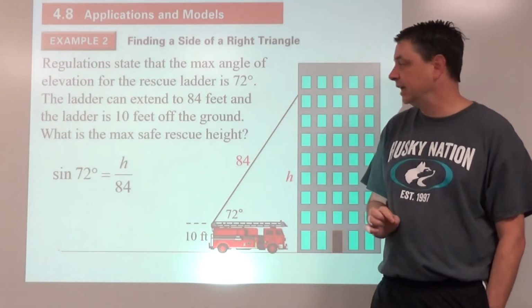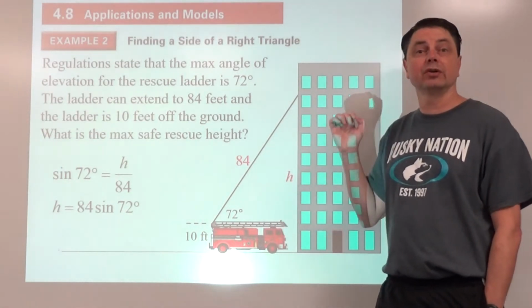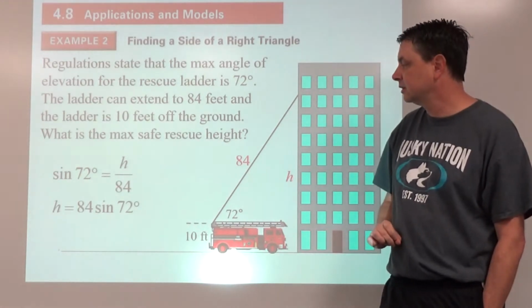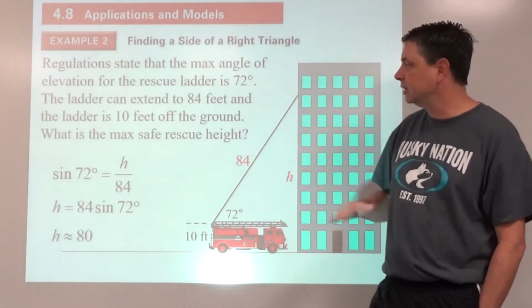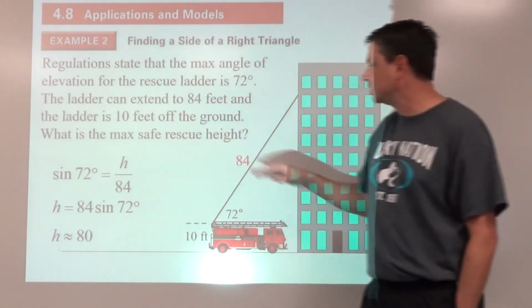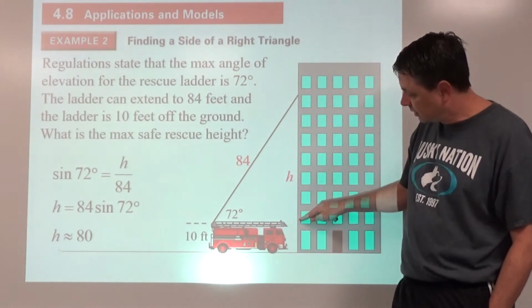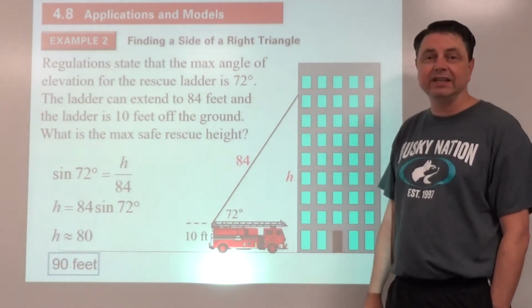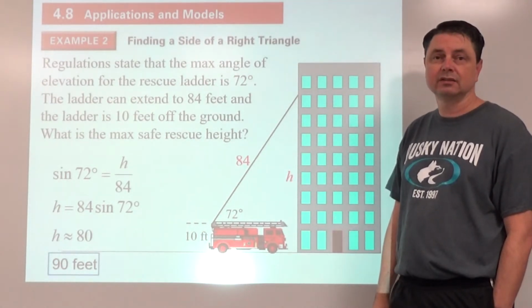Multiply both sides by 84. Now we can use the calculator. Make sure you're in degree mode, as we're talking about 72 degrees. h is about 80. Now we got to answer the question, what is the max safe rescue height? Well, this is 80, about. But then we got this 10, 90 feet. Make sure we're labeling with units. 90 feet is our answer.